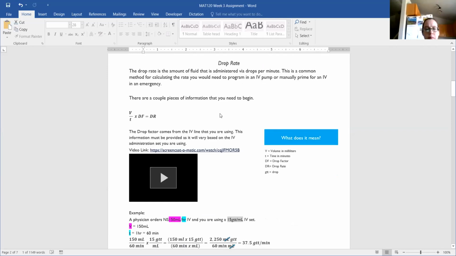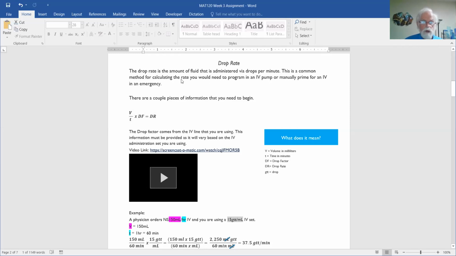Another way of doing an administration is not to use a pump, but to let gravity do the work for us. We call this manual or gravity feed. When you pull this up later, if you look at this video, there's a person in there who will take you through this, and she makes it very clear that there is a difference when we're calculating how to set these things up.